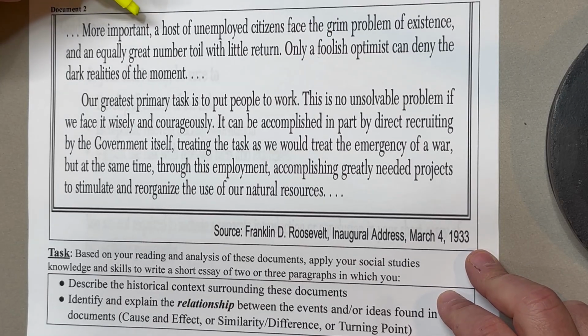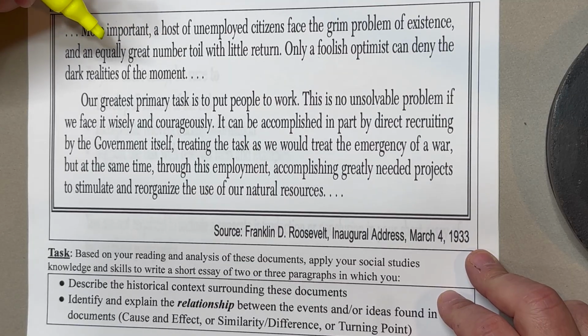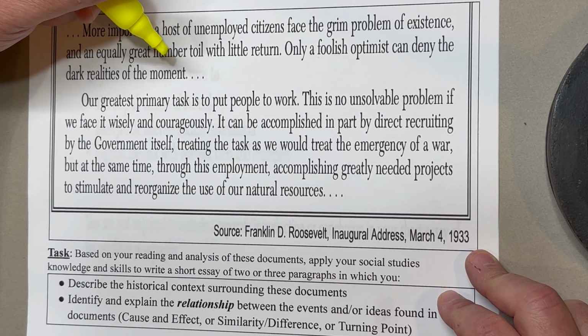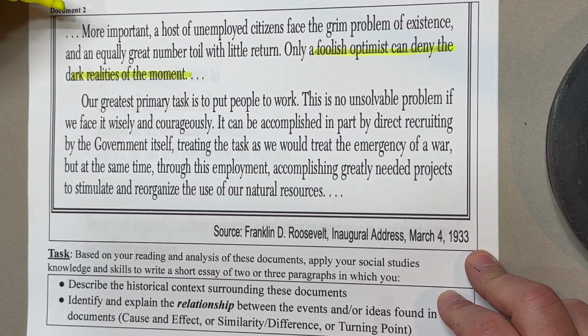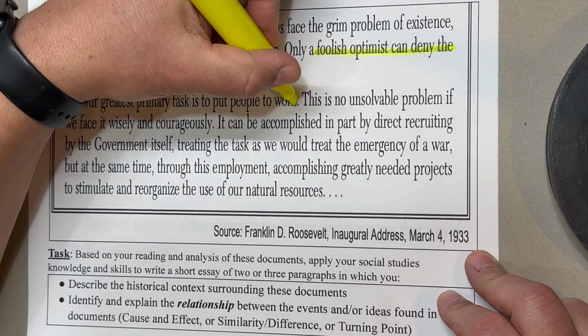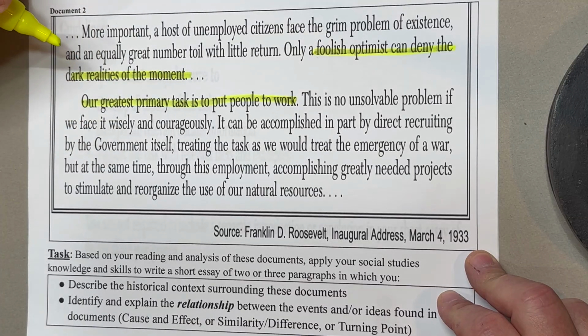We see, more important, a host of unemployed citizens face the grim existence of, and an equally great number toil with little return. Only a foolish optimist can deny the dark realities of the moment. So first, he is definitely bringing up how difficult this is. And then he says, our primary task is to put people to work. I think that's going to be really important, something we'll use.